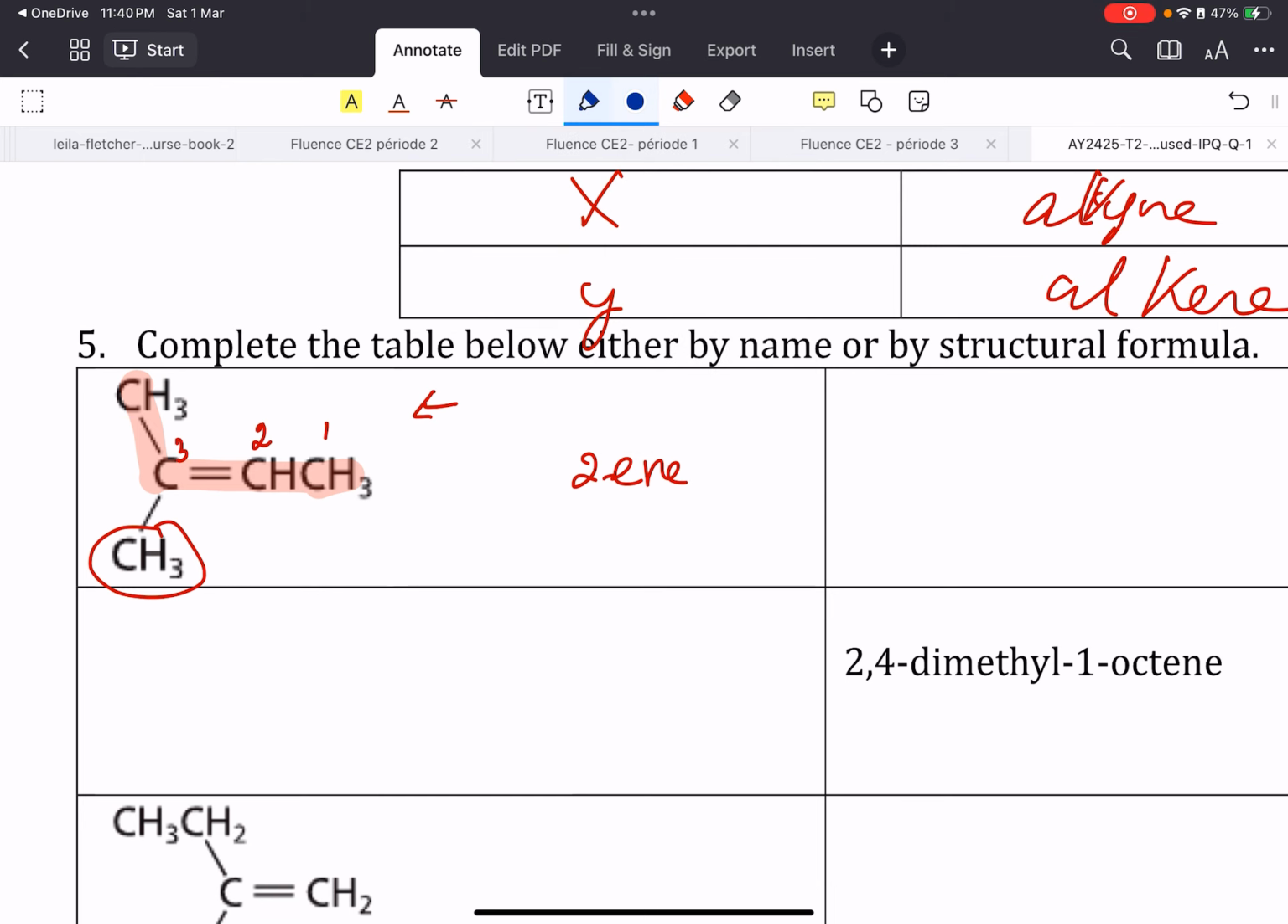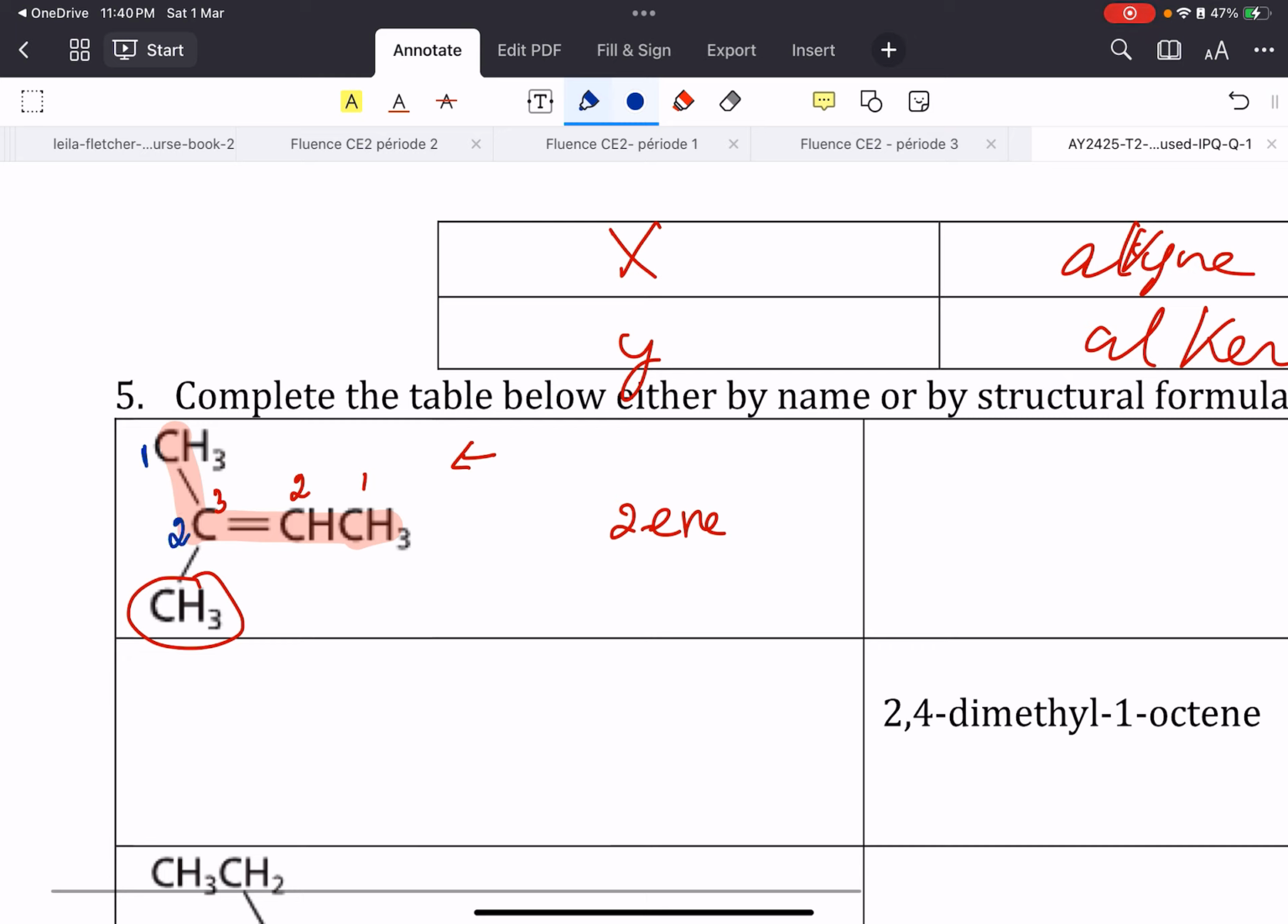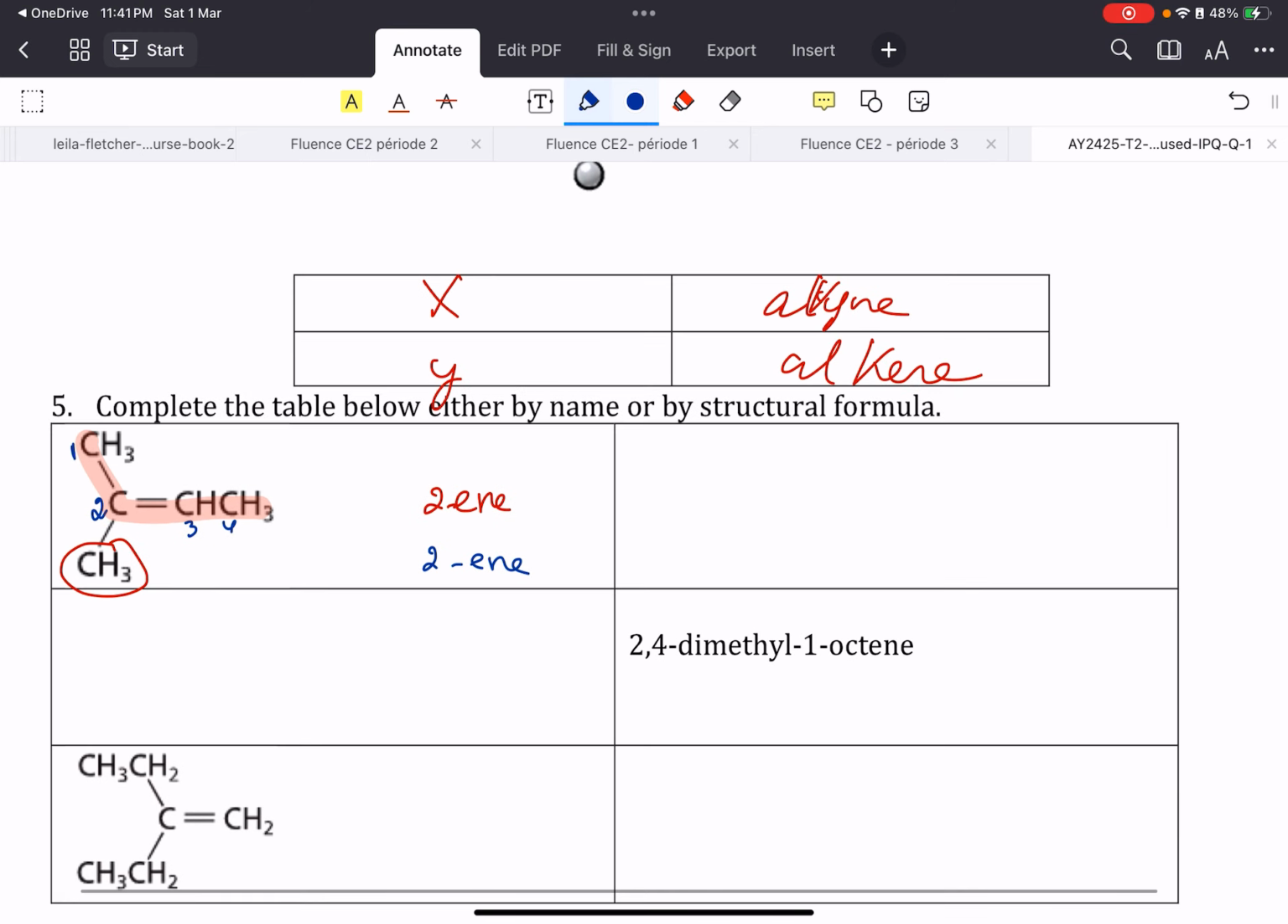Now if I count from the other side, 1, 2, 3, and 4, I will also get the double bond on the second carbon, but this time the branch will also be on the second carbon. So taking this side is much better. The priority is for the double bond, and the second priority is to have a lower number for the branches. So having the double bond on the second carbon will be taken from the left side, because on this side we also get a branch on a lower carbon.